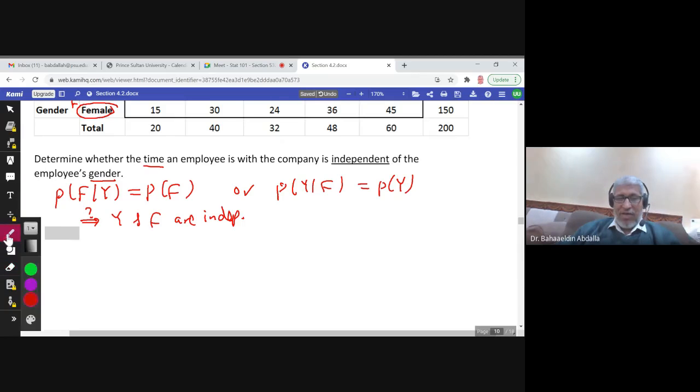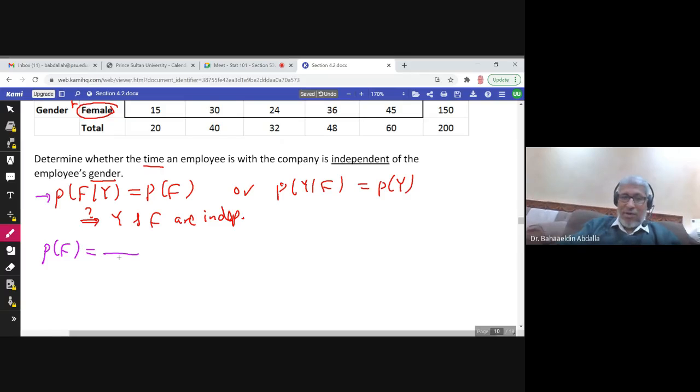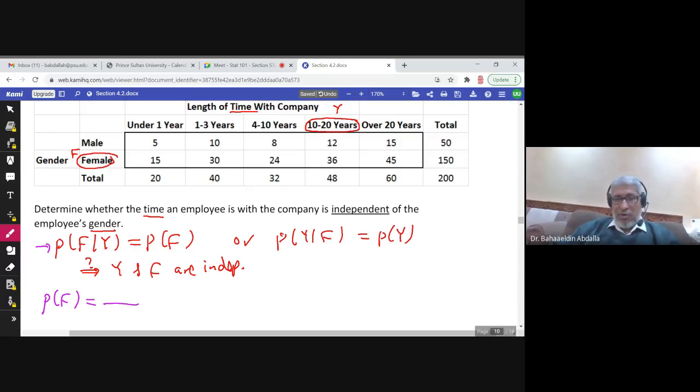So let us find out each one of these. I will prove the first one. What is the probability of female? To find the probability of female, I need the total number of employees. The total number is 200. The number of females, how many females in total? I have 150. So 150 over 200, this is the probability of females. If you divide, the answer is 3 over 4. Good. So this is the probability of F.